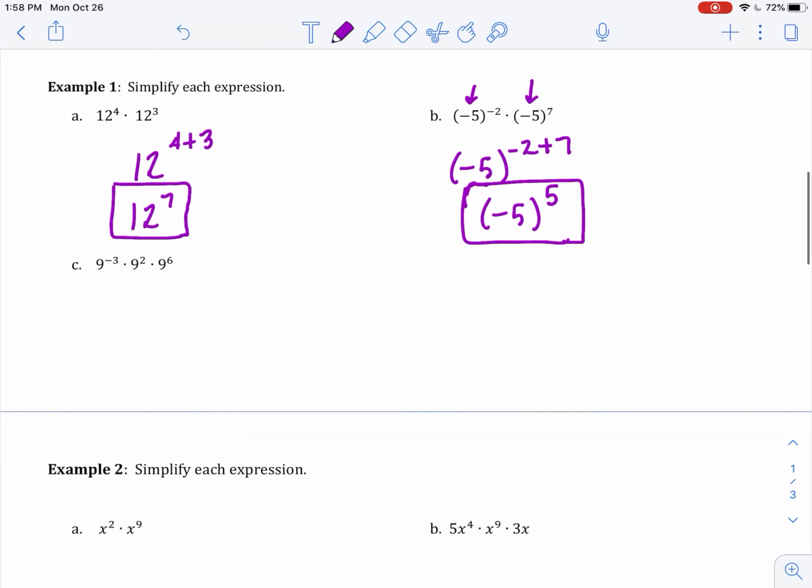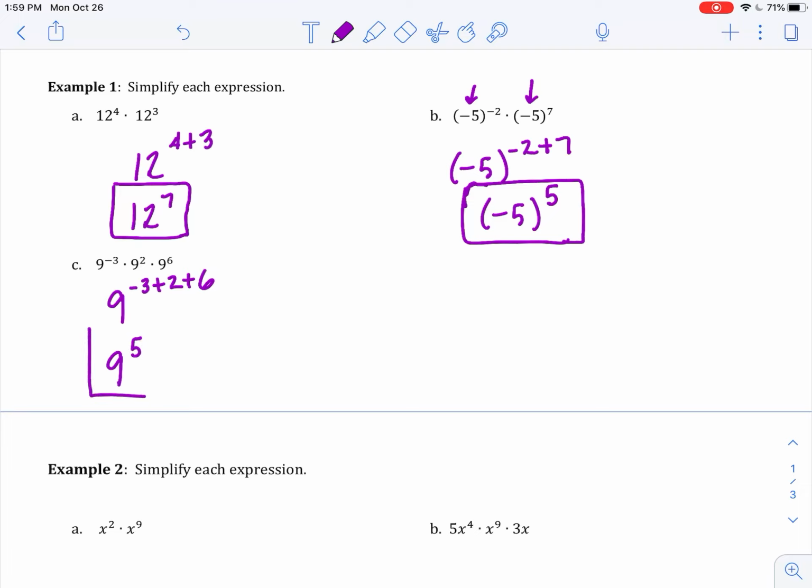And you could have 3 numbers, right? You're not limited to 2. You could have 20 numbers as long as the bases are the same, which in example 1c, we have the base of 9 3 different times. First it's raised to the negative 3 power, then it's raised to the 2nd power, and then it's raised to the 6th power. So since the base is the same, you're going to leave the base alone. You're going to take the exponents and you're going to add them up. If you take a negative 3 plus 2 and then plus 6, you're going to get a 5.